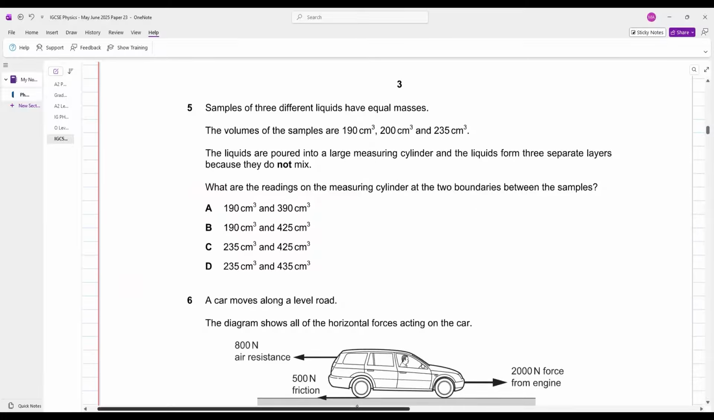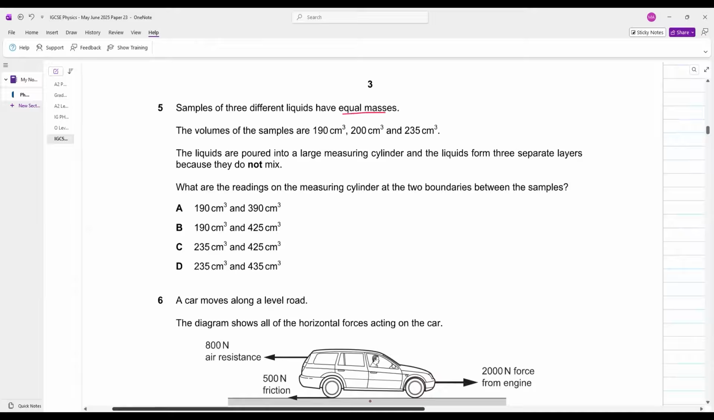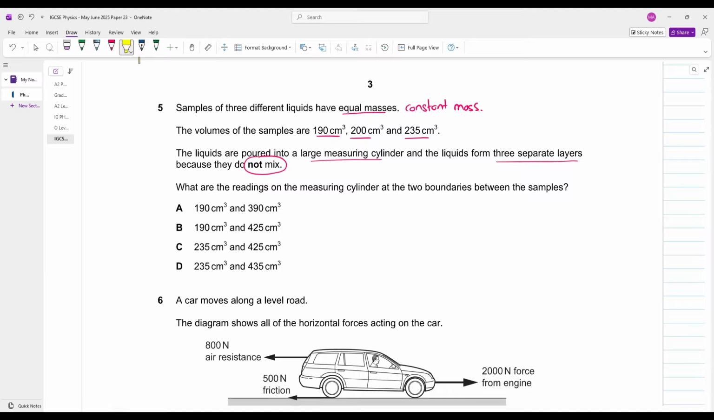Samples of different liquids have equal masses. Okay, so your mass is constant, or you can say equal masses. The volume of the samples are 190 cm cube, 200 cm cube, 225 cm cube. Liquids are poured into a large measuring cylinder, and the liquids form three separate layers, they do not mix. What are the readings on the measuring cylinder?